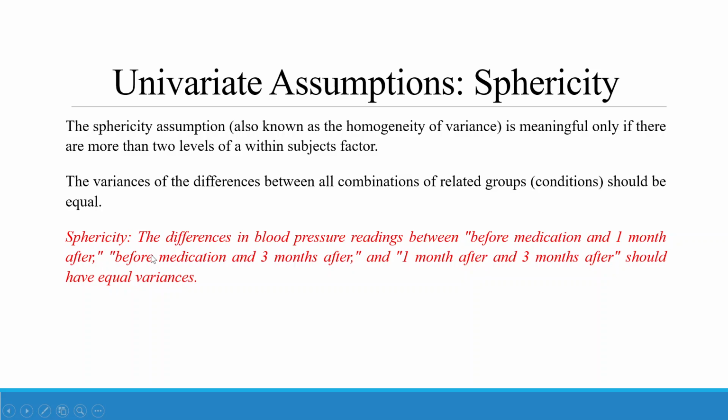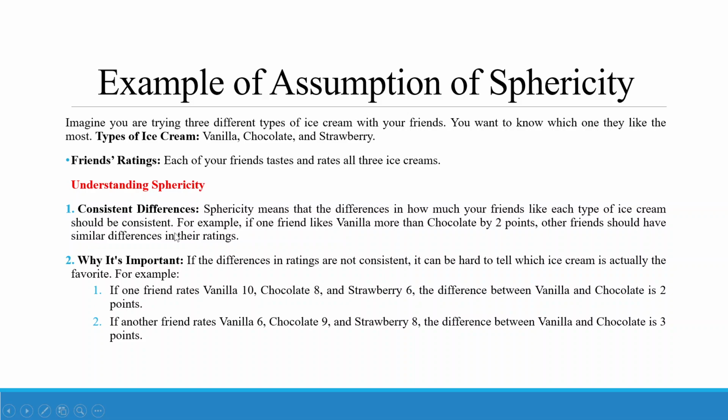Example of sphericity, the difference in the blood pressure. Remember the difference in the blood pressure readings between before medication and 1 month after, before medication and 3 months after, and 1 month after and 3 months after. The difference in all these three pairs should have equal variances. Let's try to understand the concept of sphericity in this slide.